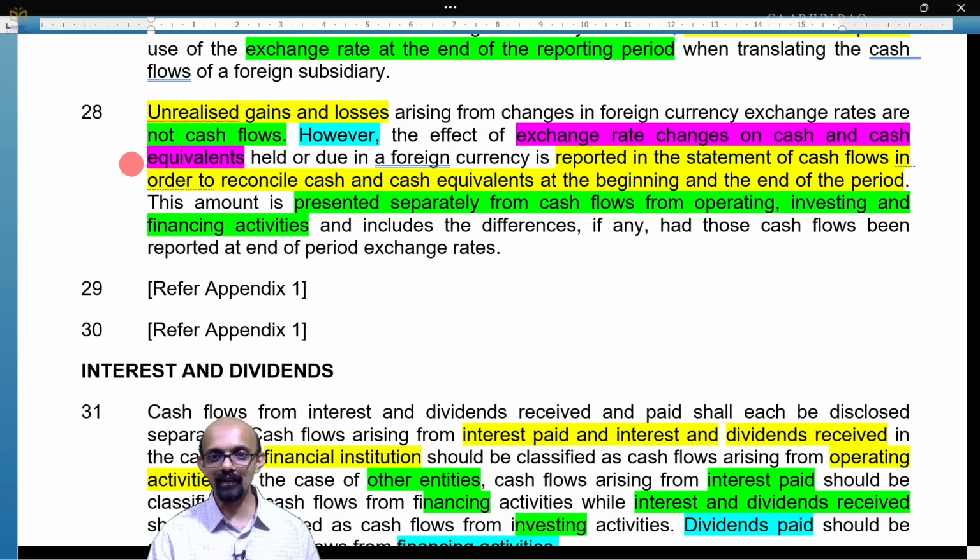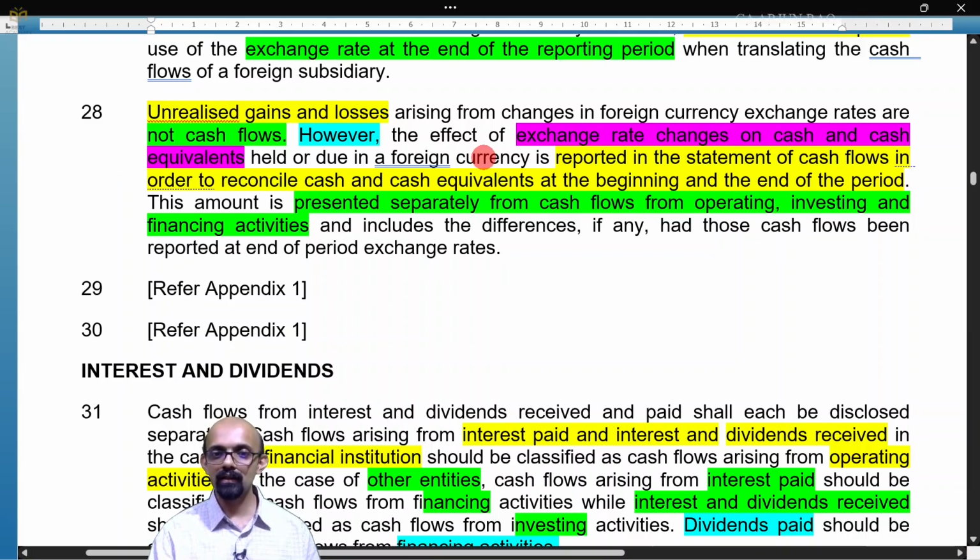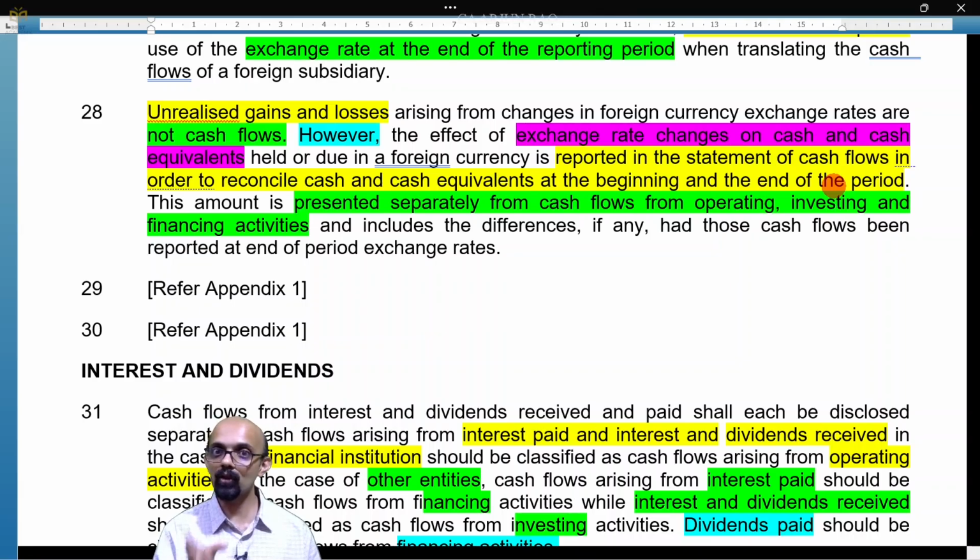I hope now it is clear. We need to report the effect of exchange rate changes on cash and cash equivalents that are held or due in foreign currency in the cash flow statement to reconcile cash and cash equivalents at the beginning and end of the period. It is not a cash flow, but if we do not show that, the value as per the cash flow statement and as per the balance sheet will not match. That is why we report it. It is like bank reconciliation, right?